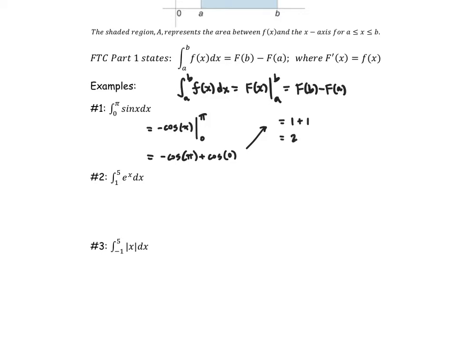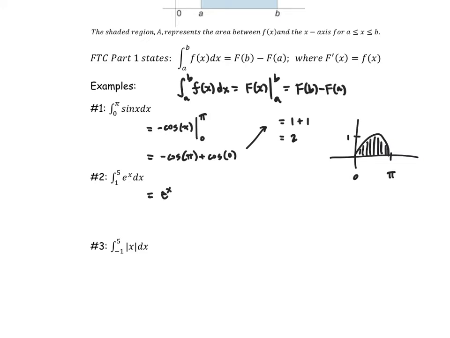So the area under the curve for sine x from 0 to pi, that area right here, that shaded region, has an area of 2. That's pretty awesome. So graphically you could see that's pretty cool. All right, let's look at number 2. So the integral of e to the x, that's awesome. Love e to the x.